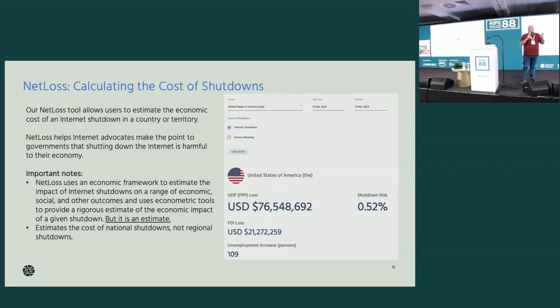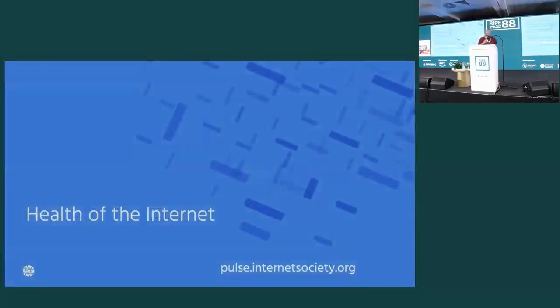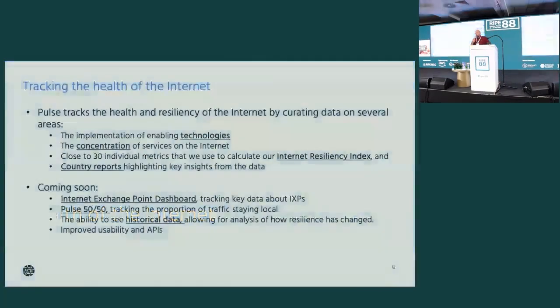So again, this is because of the mission of the platform in providing high-level, easy-to-digest, relevant information. The second aspect of the data that are provided on the platform relates to the health of the internet. We track the health and resilience of the internet in multiple areas.